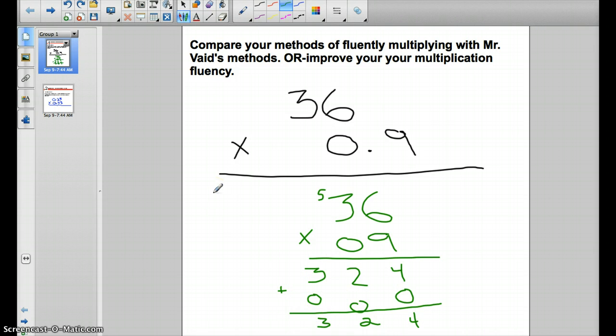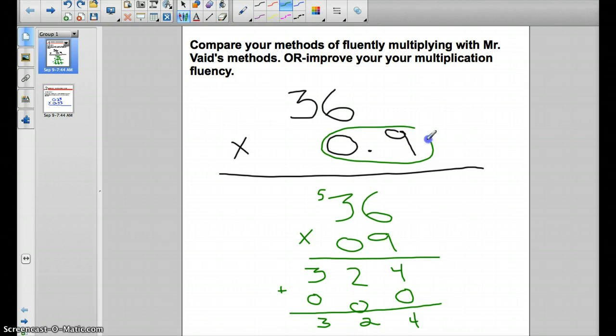Now the decision is, where do I put the decimal? Well, here's my conceptual understanding about decimals. If I'm multiplying 36 by half, I'm going to get 18. When you multiply a whole number by the decimal of half, it's like splitting it in two, so multiplying a whole number by half is like dividing it by 2. So 36 times half is 18.